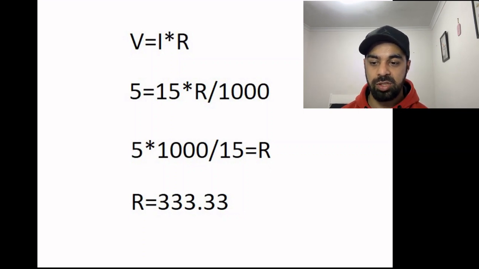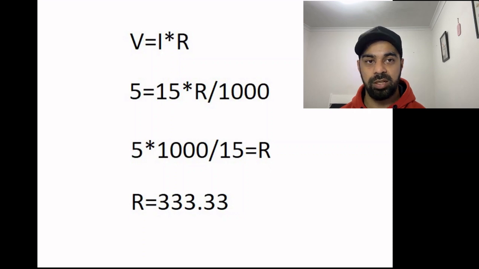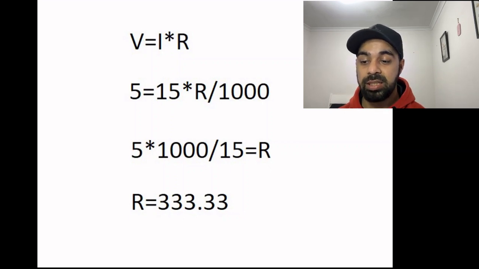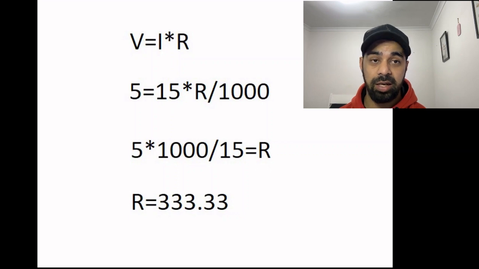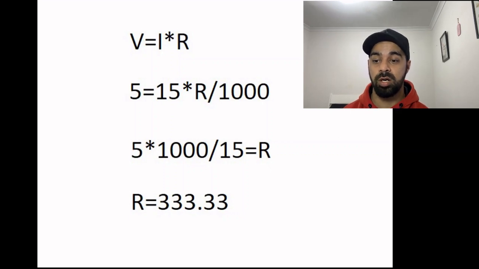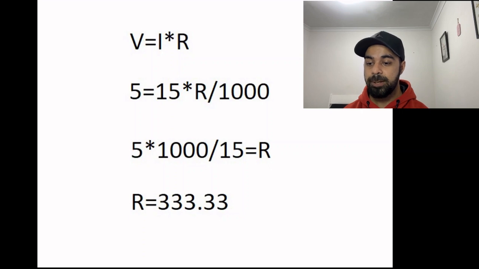And then when we solve the equation, we take 15 and 1000 to the other side, it will become 5 multiplied by 1000 divided by 15 is equal to R. And when we solve the value, it will become roughly 333.33, rounding it off to 330 ohms. So it's just ohms, not kilo ohms or milliohms or anything, just ohms. So 330 ohms.